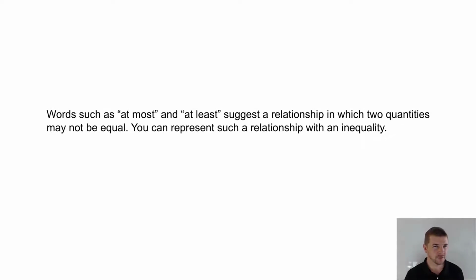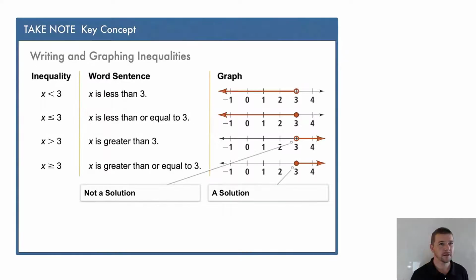Words such as at most and at least suggest a relationship in which two quantities may not be equal. You can represent such a relationship with an inequality. Take note, key concept, writing and graphing inequalities. We'll see some inequalities on the left in their algebraic form, word sentences to match those inequalities in the middle, and on the right, graphs, again to match the inequalities.